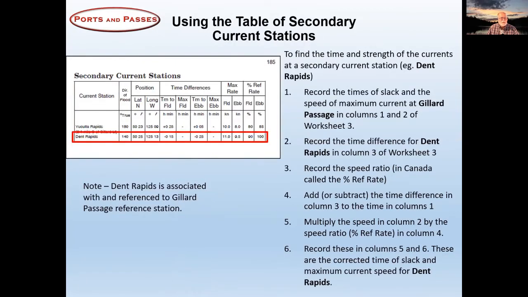Now, we go to the secondary current tables, and for Gillard Passage, there are only 2 secondary stations. Let's look at Dent Rapids. Dent Rapids turns to flood 15 minutes before Gillard Passage, and it turns to ebb 25 minutes before Gillard Passage. The maximum rate is 11 knots on the flood and 9.5 knots on the ebb. But in addition, they provide us with a percent reference rate, meaning that whatever the flood maximum is at Gillard Passage, in Dent Rapids the maximum speed is 90% of that. On the ebb, it's 100% of the speed at Gillard Passage.